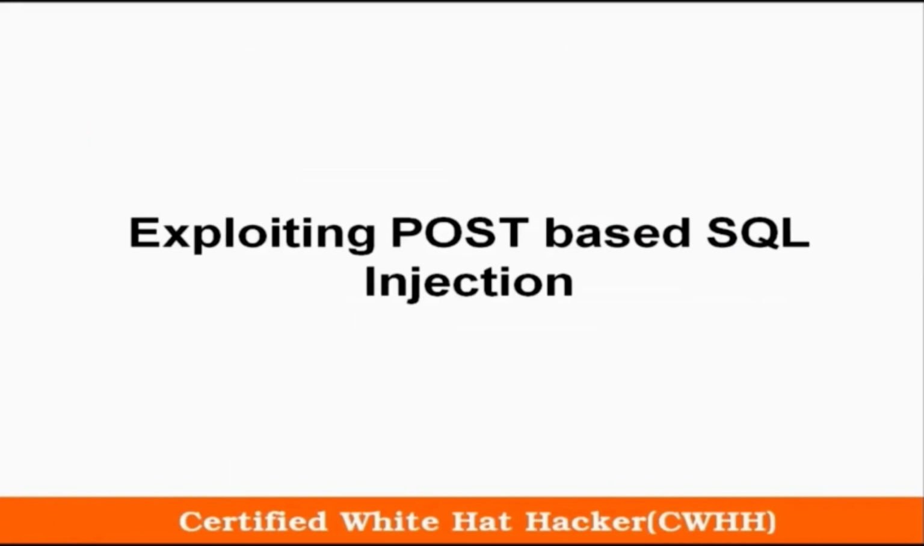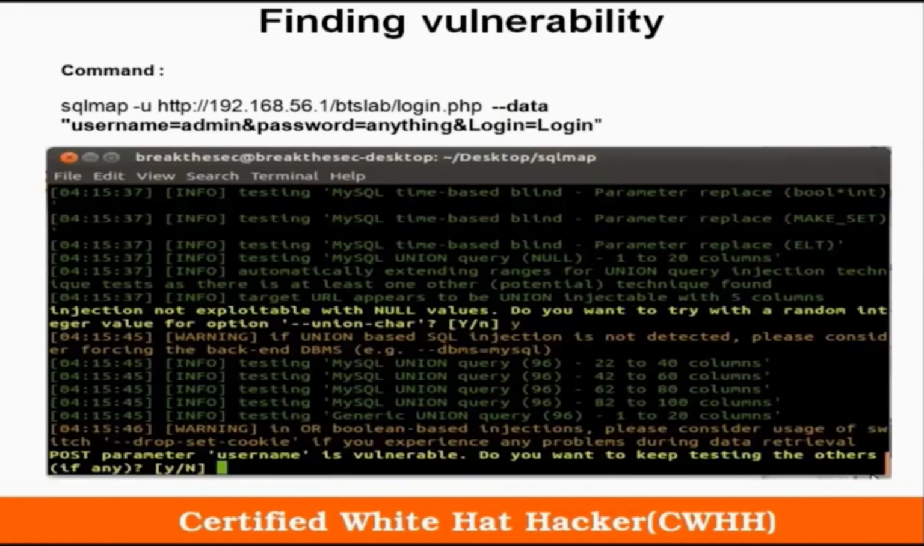So here, let's see how to exploit POST-based SQL injection. Again, like last time, you give sqlmap -u and the URL that you want to target, and the data that is being submitted in that form. So you'll give --data, and you give username, which is the field that is being filled, and the password. So you give username equal to admin, and password you can give anything, and there's also another field that is being sent, that is login. So that is equal to login. After that, it will try to change the data that is being submitted in order to do SQL injection.